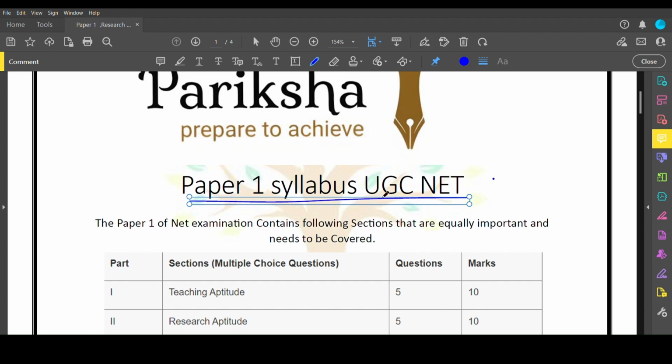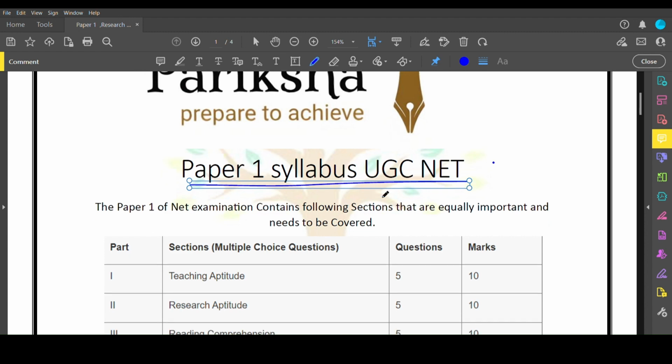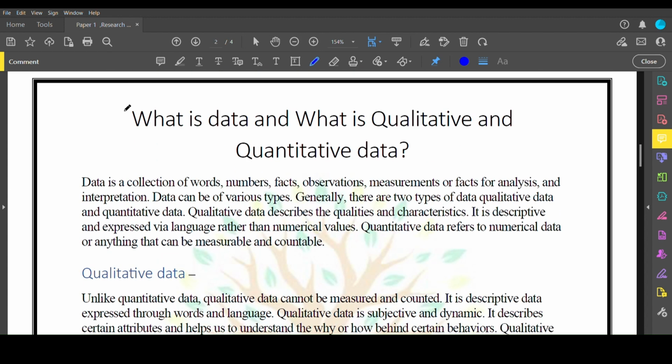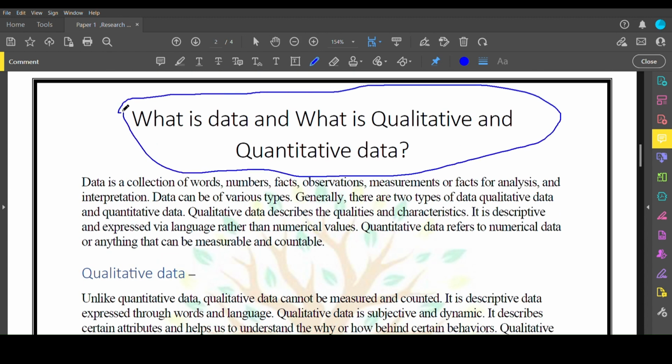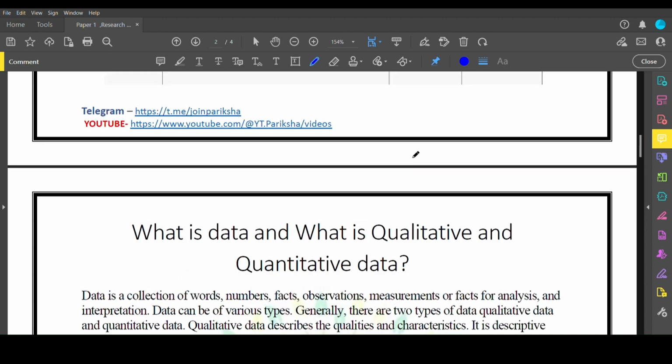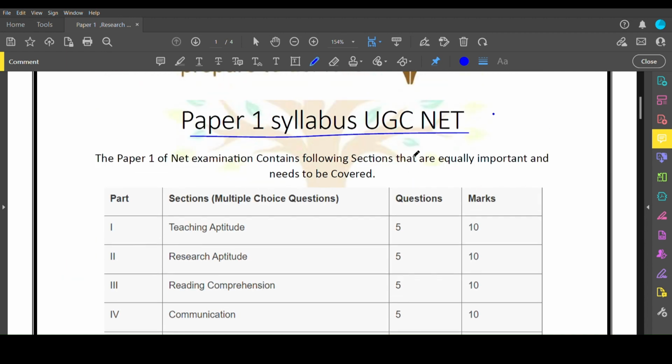And after 2-3 minutes, we will be discussing these terminologies in Paper 1. This is the terminology mostly used under the research aptitude section, and these are the terms that will be used throughout the upcoming videos. That's why I have decided to discuss these topics first. So now let's start with the content.